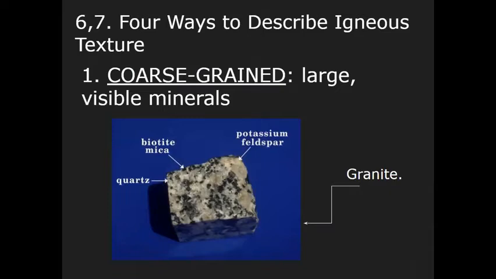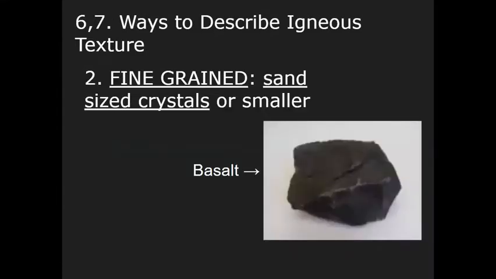So there are four ways to describe igneous texture. The first way is coarse-grained, and coarse-grained are any igneous rocks where we can see large visible minerals intergrown together. So if we look at this piece of granite, we can see the feldspar, the mica, and those quartz crystals very clearly with the naked eye. So we would call this a coarse-grained igneous rock. This here, basalt, is fine-grained. Fine-grained are any igneous rocks that have really small crystals that we can't really see with the naked eye. We might need a microscope to see those crystals.